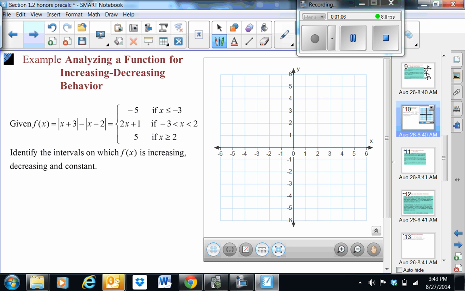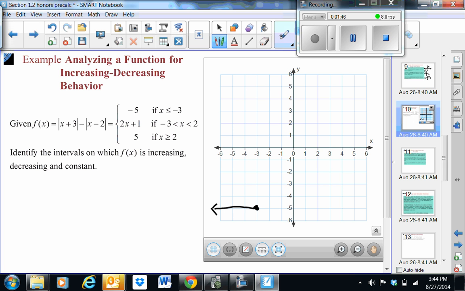So analyze a function for increasing and decreasing behavior. Now we have f of x equals the absolute value of x plus 3 minus the absolute value of x minus 2. Now they've been nice enough to break this into a piecewise function for you so that you don't have to worry about that. But we have that f of x equals negative 5, where x is less than or equal to negative 3. So that's going to be at negative 5 until we hit negative 3. So we're going to put a closed dot there. So that's the first piece of this function.